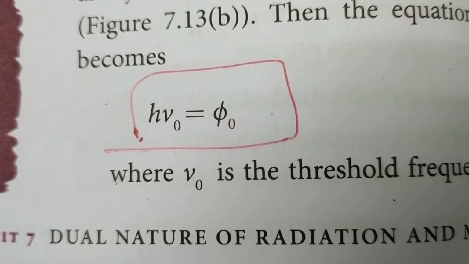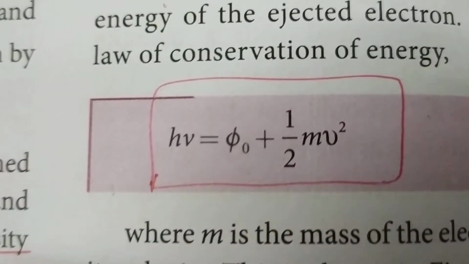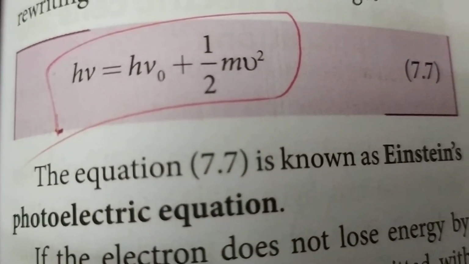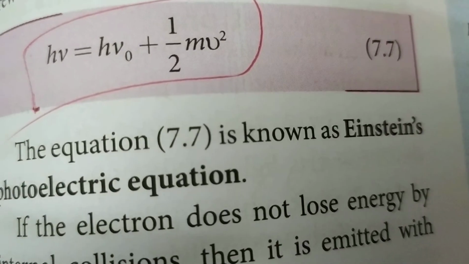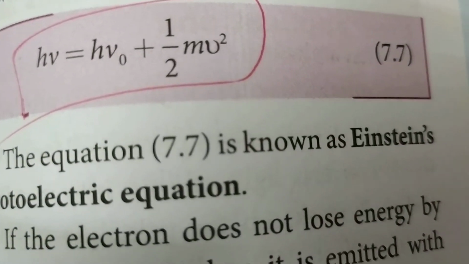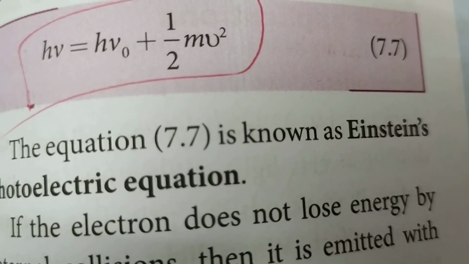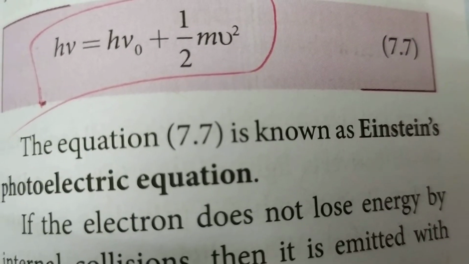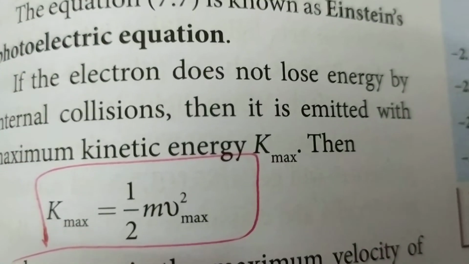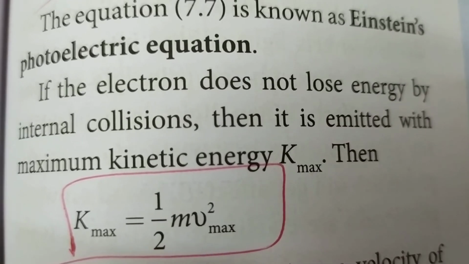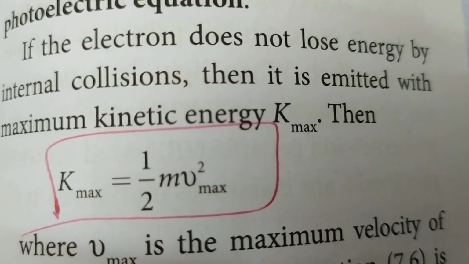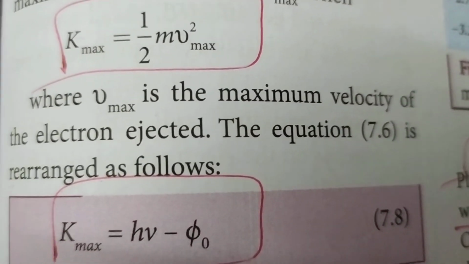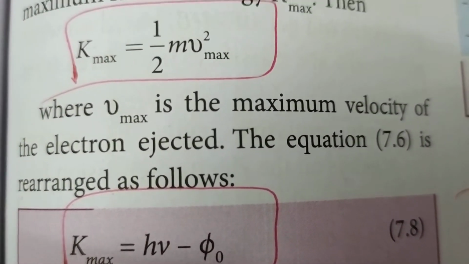Substituting this in the equation, you will get h nu is equal to h nu naught plus half mv square. This is called Einstein's photoelectric equation. And here nu naught is the threshold frequency, and half mv square is the kinetic energy. If there is no loss because of collisions, then the maximum kinetic energy is equal to half mv square maximum, where v max is the maximum velocity of the electron ejected.